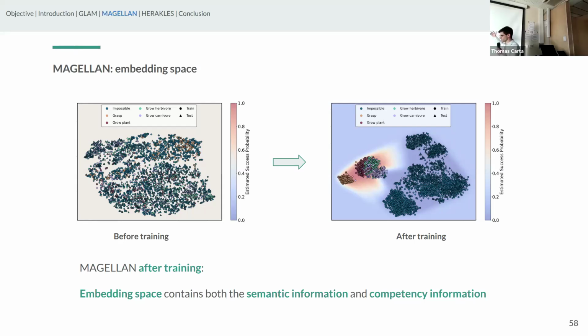So perhaps that would be a manner to better refine the prediction of learning progress, because indeed here with Magellan there is no idea of the uncertainty about our competency. We just say, okay, it's our competency, but I think we can leverage so much more from this space. As I said at the end, we have both information, semantic and competency.